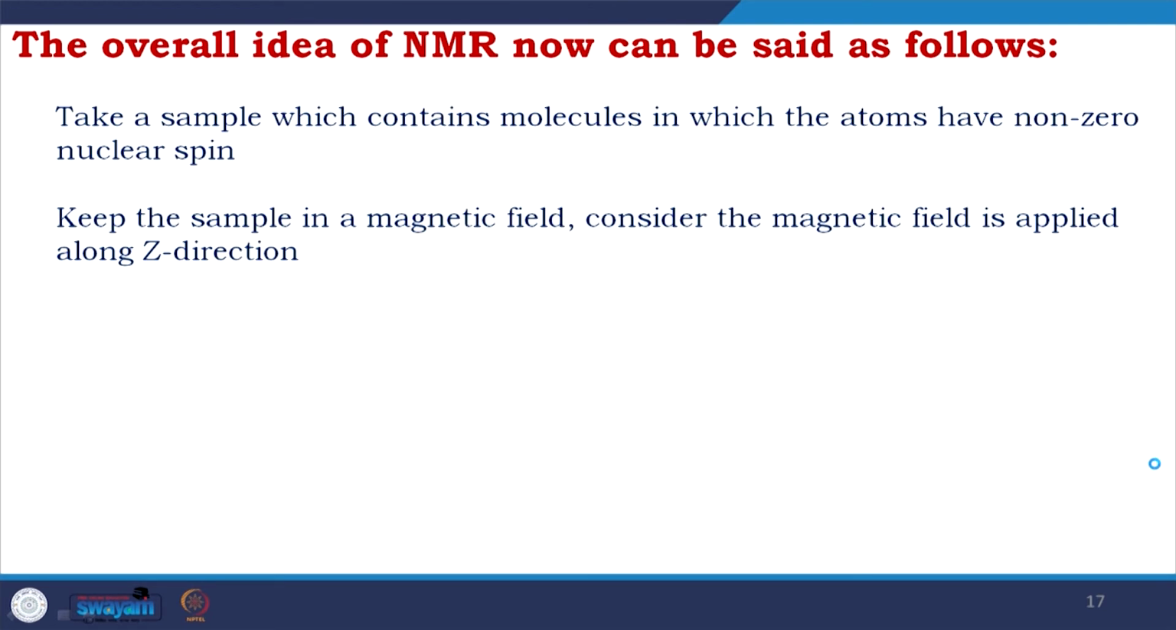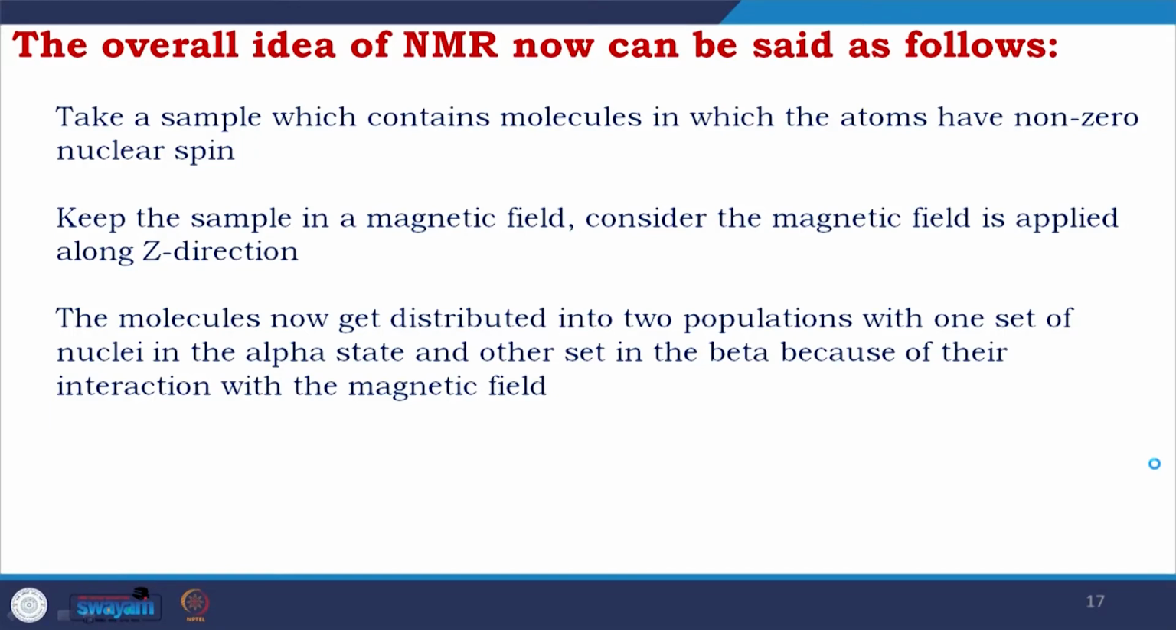Keep the sample in a magnetic field, and consider the magnetic field is applied along the z direction. You could put it in any direction, but let us put it in the z direction, so that the other two would not be present, like nullified, making your case simpler. The molecules now get distributed into two populations, with one set of nuclei in the alpha state and the other set in the beta state because of their interactions with the magnetic field.